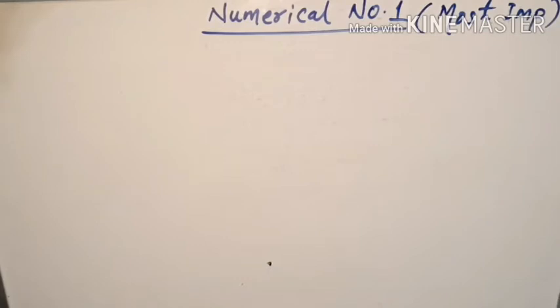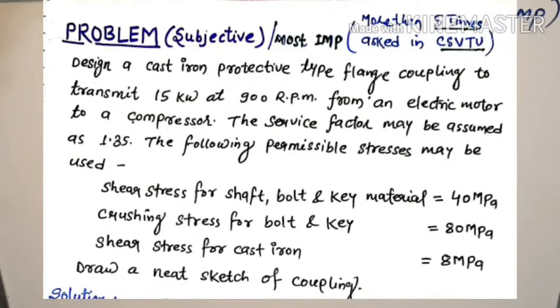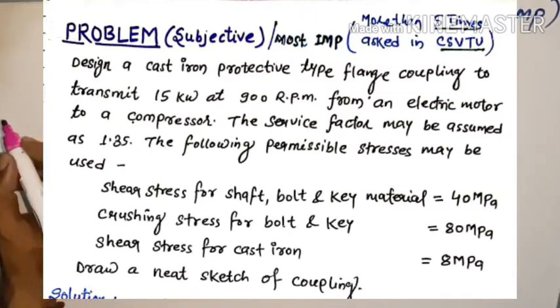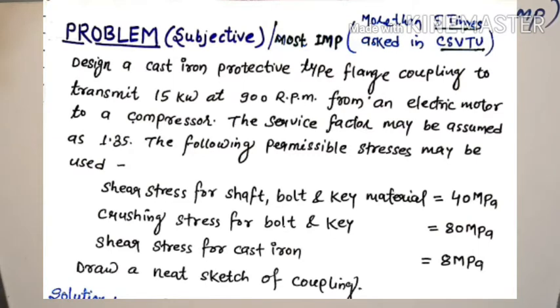I guarantee you never forget the design procedure for a cast iron protective type flange coupling. So I start with a simple numerical, but this numerical comes more often in the exams. Some questions are also asked in this chapter related to the cast iron protective type flange coupling.